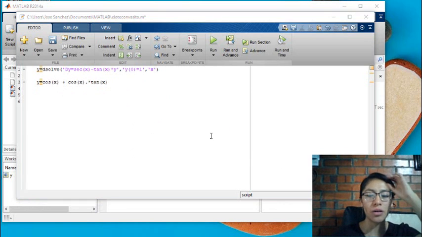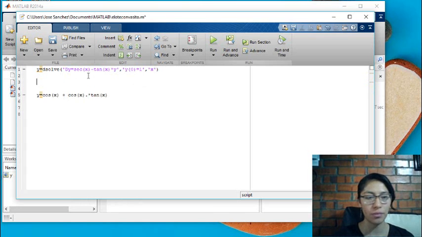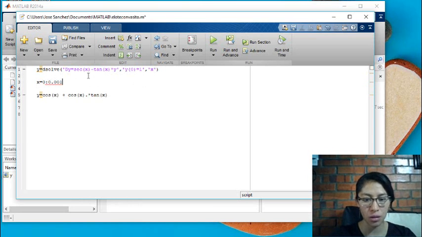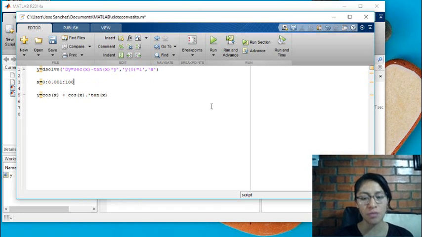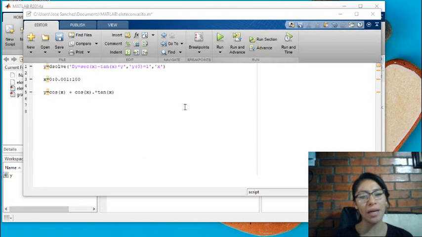Next, make a vector x from 0 to 100 with a step of 0.001: x equal to 0 colon 0.1 colon 100. This means that for each step we make a vector of that number, which makes my y equal to this substitution until I reach 100. Then I'll graph the vector x and the function y.